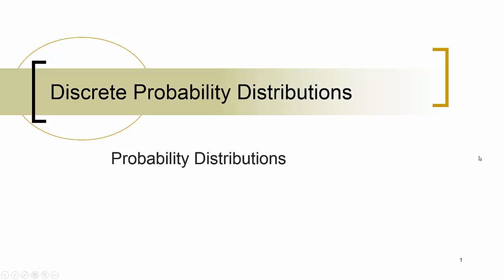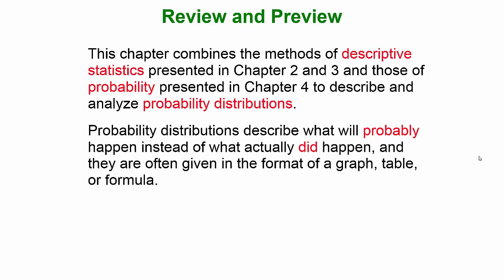In this chapter, we focus on discrete probability distributions, and this lesson will cover the basics of probability distribution. This chapter combines the methods of descriptive statistics presented in chapters 2 and 3 and those of probability presented in chapter 4 to describe and analyze probability distributions. Probability distributions describe what will probably happen instead of what actually did happen, and they are often given in the format of a graph, table, or formula.